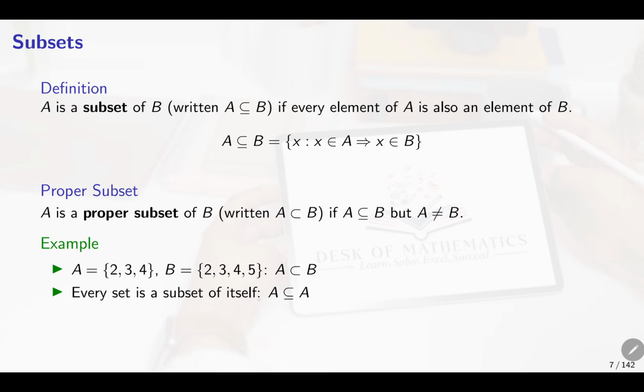So every set is a subset of itself. This is the improper subset because it will be equal. This is a property: the empty set is a subset of every set, and we have already proved it. So this is a proper subset.